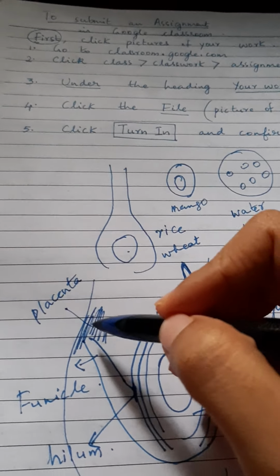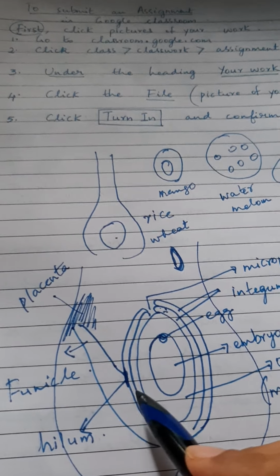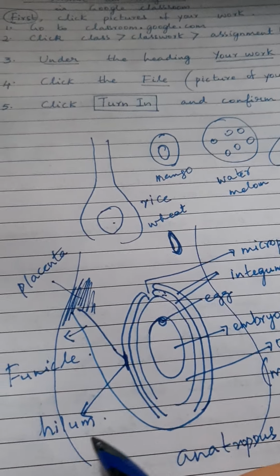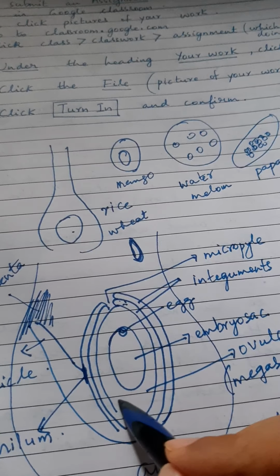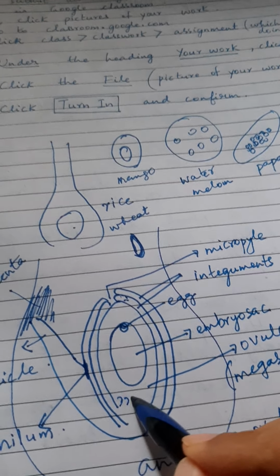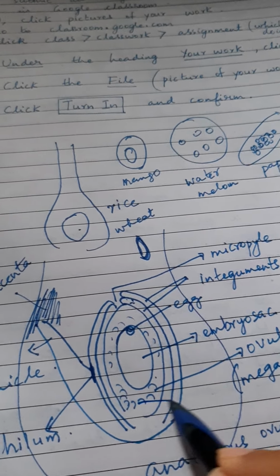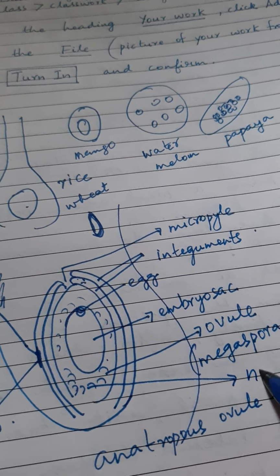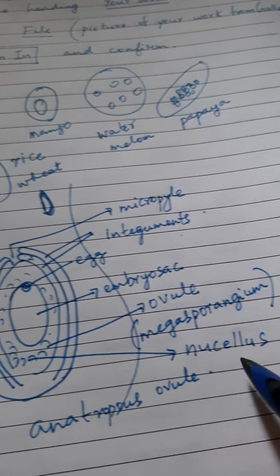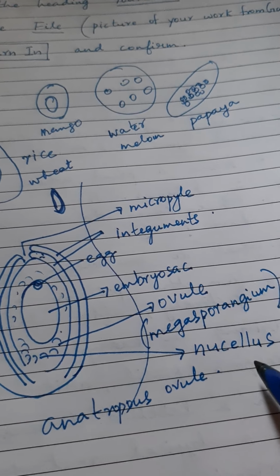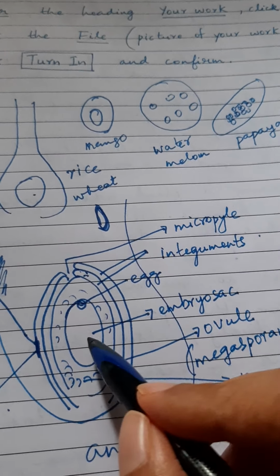The ovule is attached with the tissue of the ovary by means of a stalk. That stalk is called funicle. The point of attachment of funicle with the ovule is called hilum. Now the cells inside the ovule. There are cells inside the ovule. The cells inside the ovule are called nucellus. Nucellus is supplied with nutrients and it is filled with food material for the growing embryo sac.